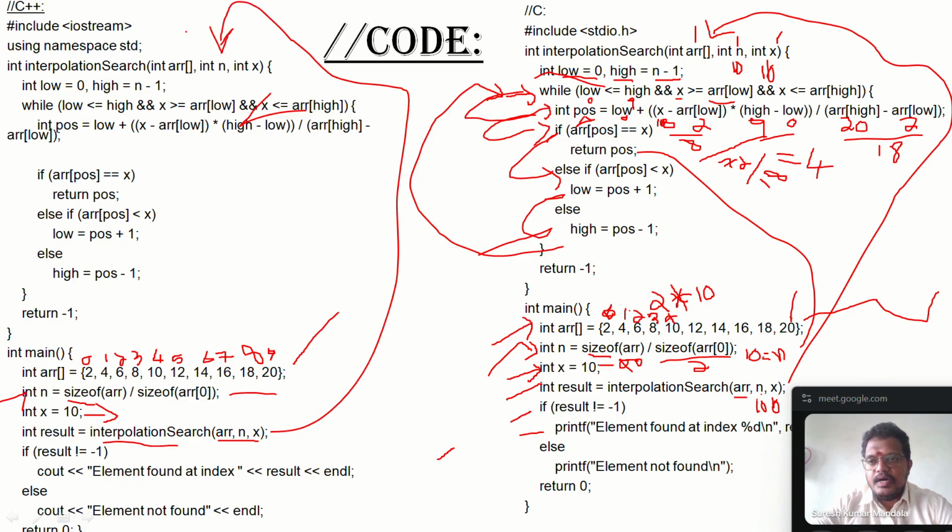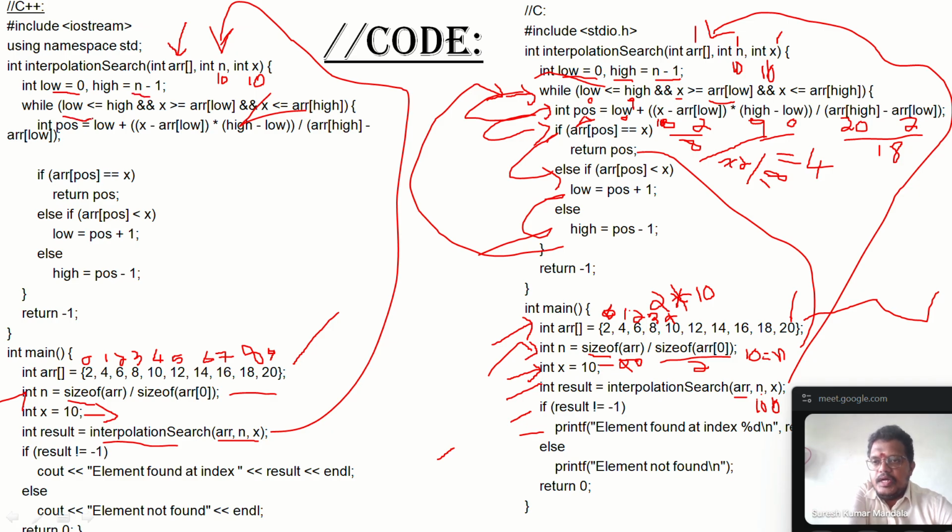In this call, arr is assigned some values: 2, 4, 6, 8, 10, 12, 14, 16, 18, 20. n is assigned the number of elements, which is 10. The target value is also 10. Then we initialize low to 0, and we also initialize high to n minus 1.